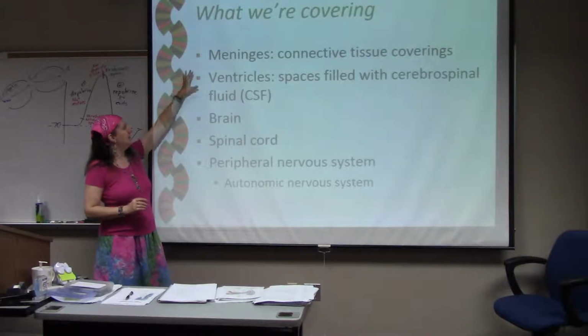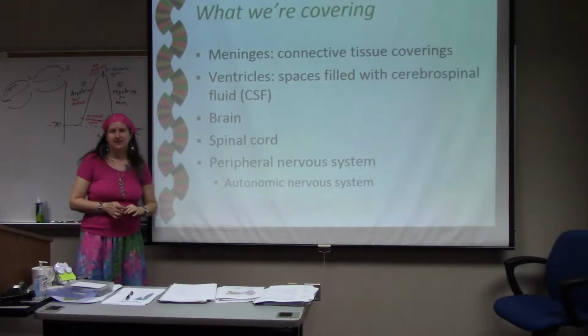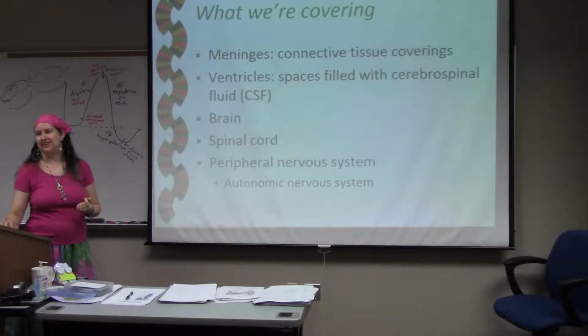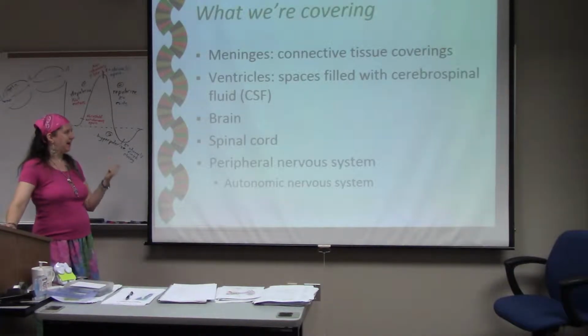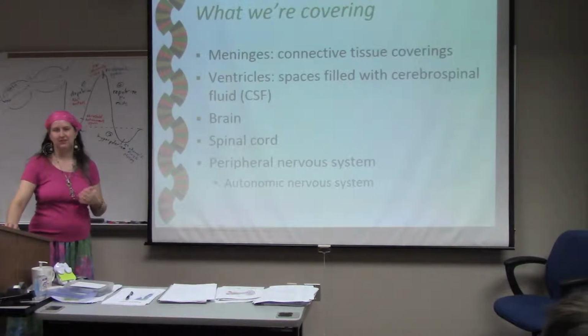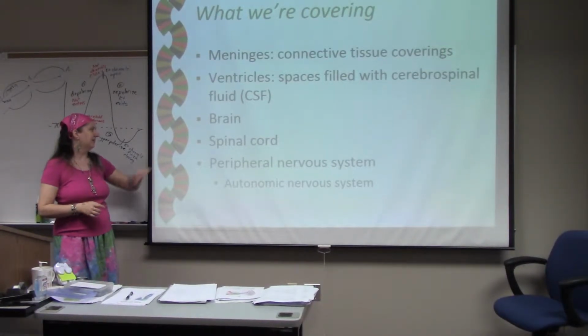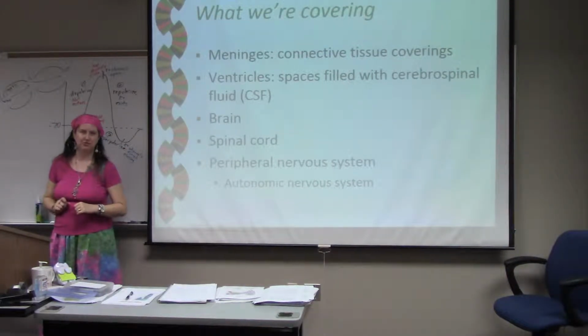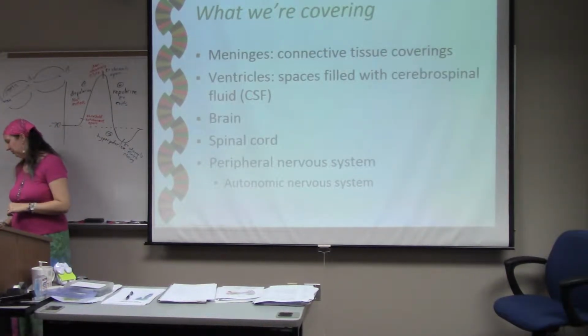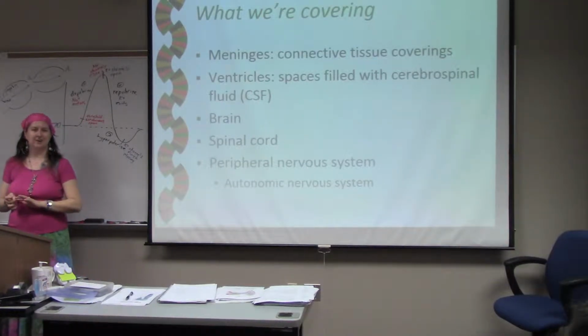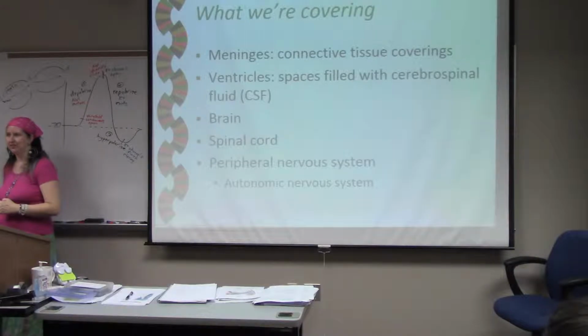There's two structures within the central nervous system that we need to look at called meninges. These are the connective tissue coverings, and ventricles, which are spaces filled with cerebrospinal fluid, or CSF for short. And then we'll do brain, spinal cord, and peripheral in that order. In peripheral, we're going to look at nerve structure and a little more detail about what the branches of autonomic do.